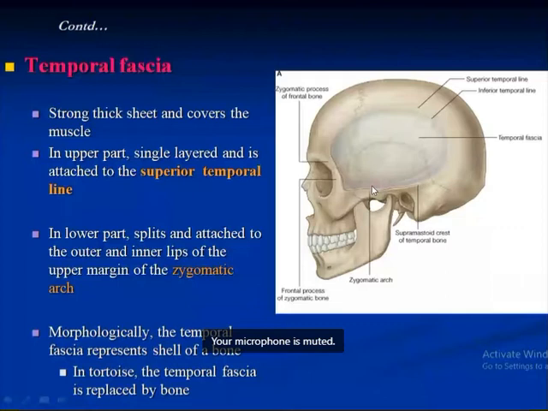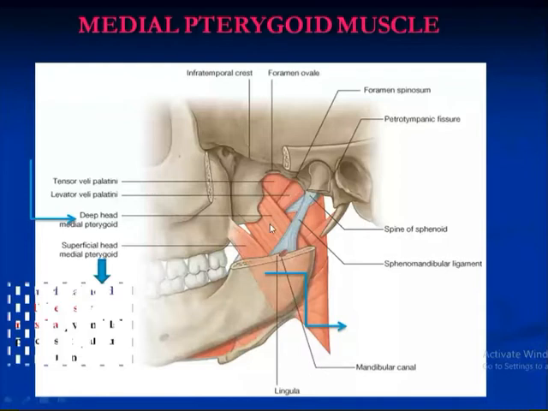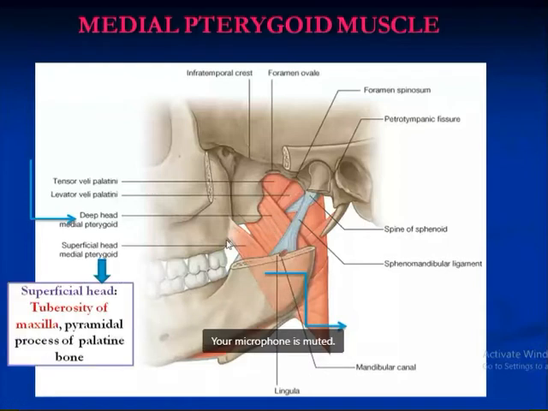Now the next muscle of mastication is the medial pterygoid muscle. You can see over here, this is the origin and this is the insertion. It has two heads. One is the superficial head, the next one is the deep head. The superficial head will arise from the tuberosity of the maxilla, so from here.